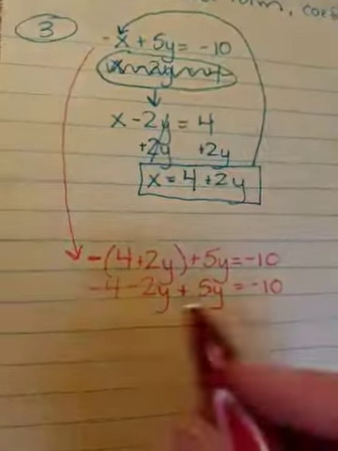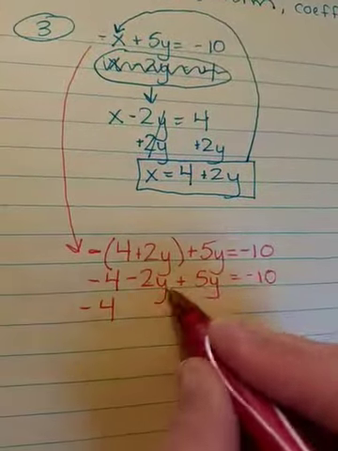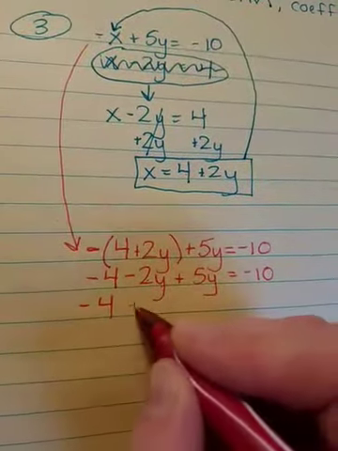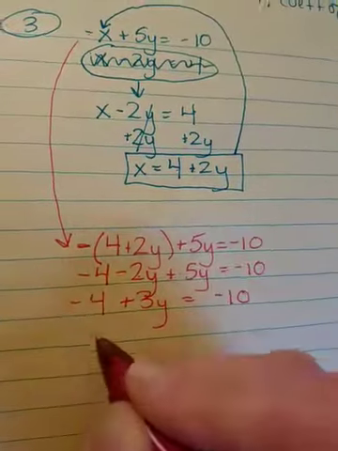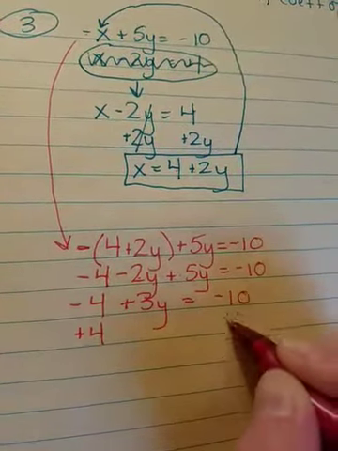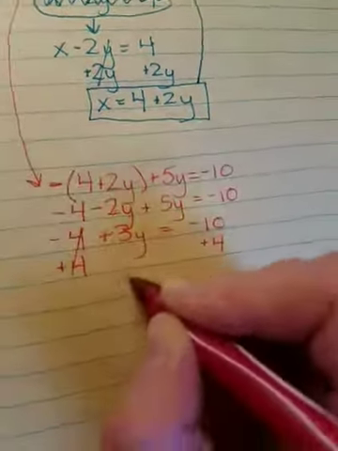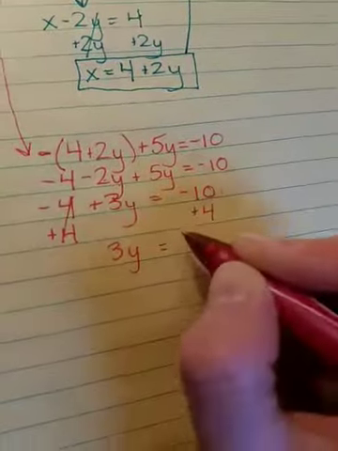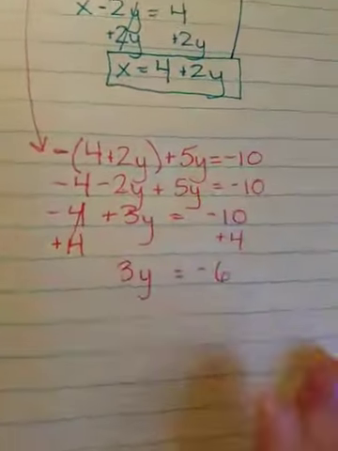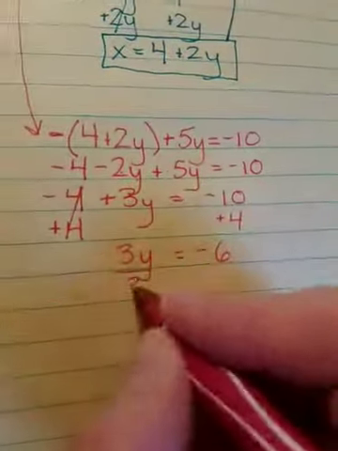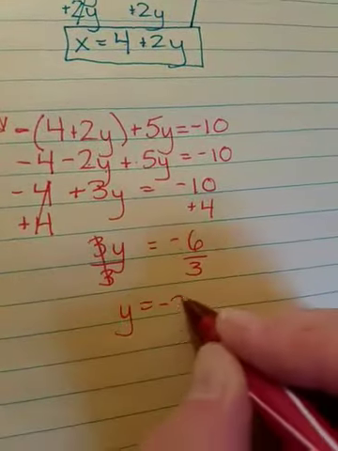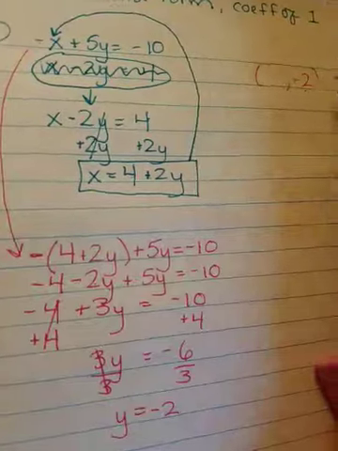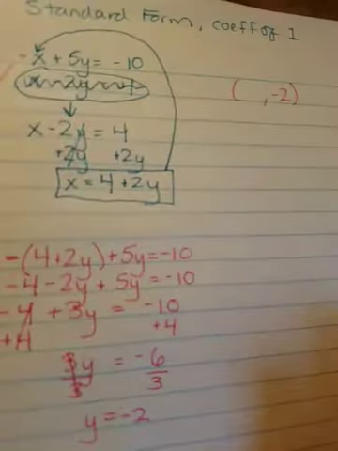So combine like terms before you move things around. What's a -2y plus 5y? That's a positive 3y. Now you can add the 4. So I get 3y equals -6. And then you're going to divide both sides by 3. And you're going to get that y equals -2. So you just found the y value of your ordered pair.